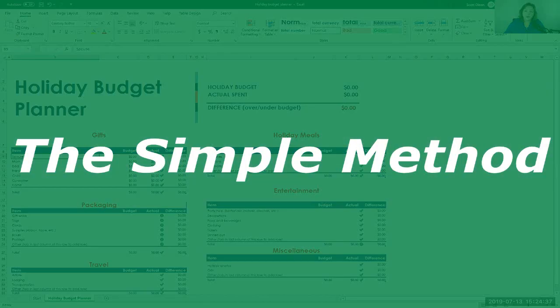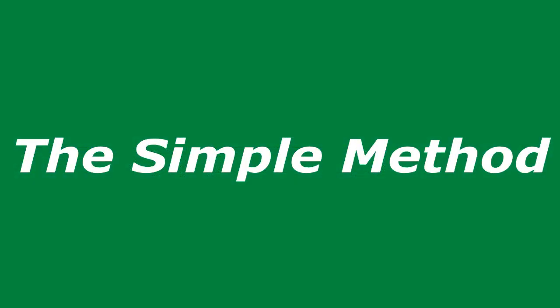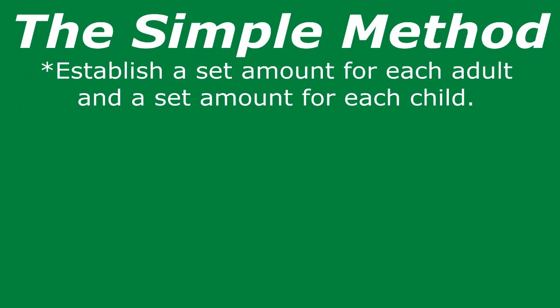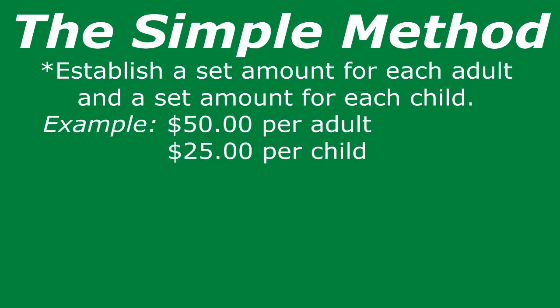And method number 1 is the simple method. I love this method because I'm a huge fan of simplicity. All you do is establish a dollar amount for each adult and a dollar amount for each child. Okay? So let's say my dollar amount for adults is $50 and my dollar amount for children is $25.